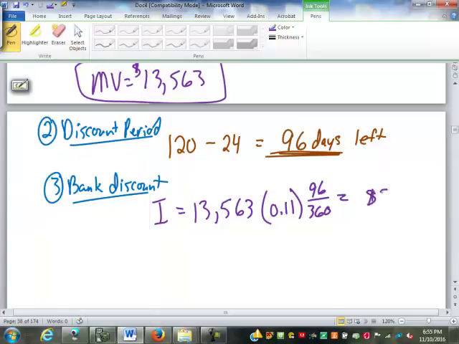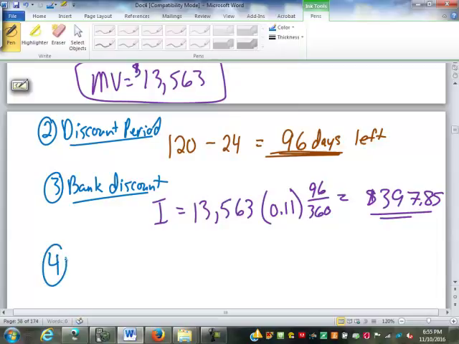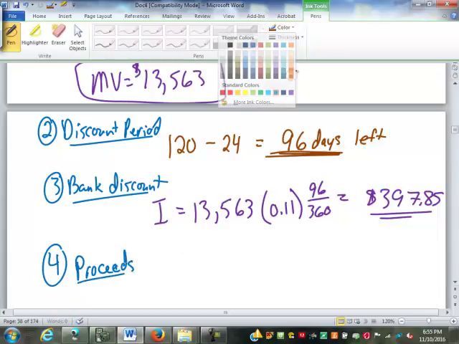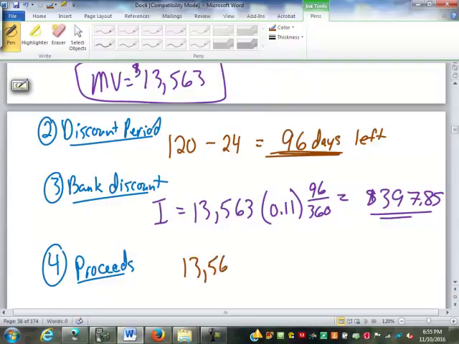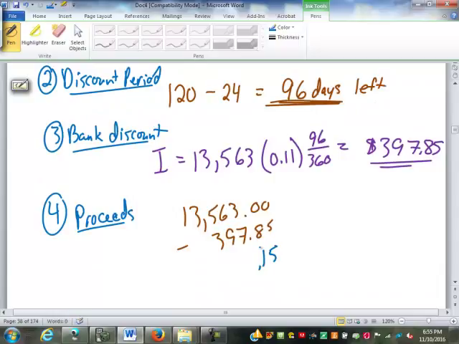$397.85 is the discount. Step 4, proceeds. $13,563 minus $397.85 is $13,165.15.